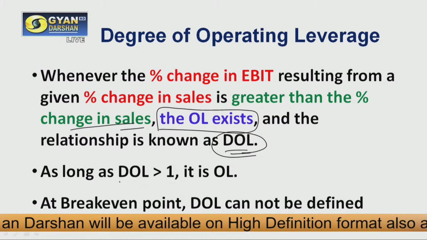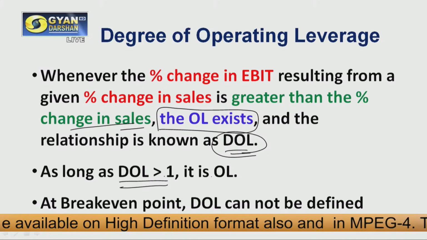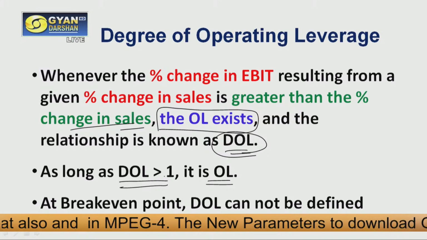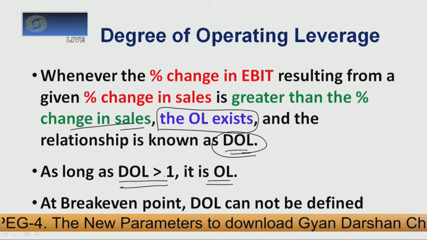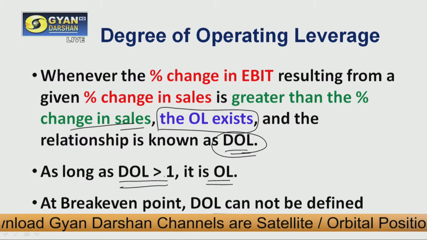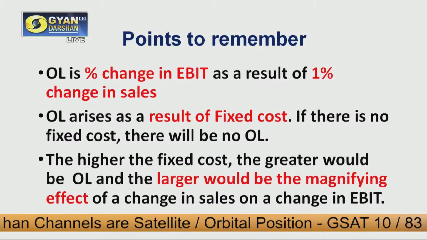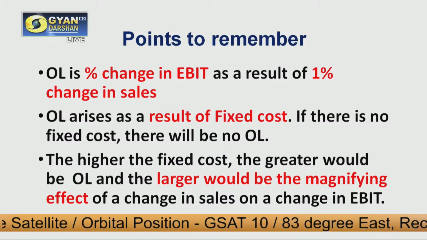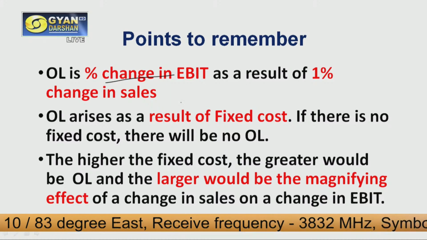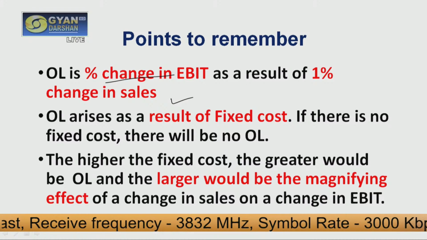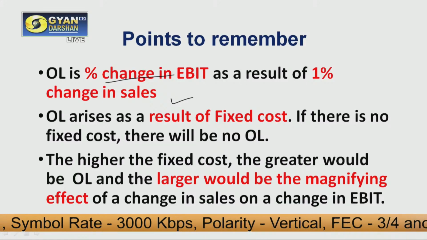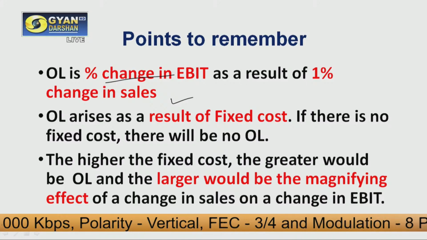In simpler words, as long as degree of operating leverage is greater than 1, that means operating leverage exists, right? And when there is a situation of break-even point, there will be no profit, no loss. In this case, degree of operating leverage cannot be defined. So from this, we can extract a few points to remember while dealing with operating leverage. Operating leverage is the change in EBIT resulting from a 1% change in sales. So whenever there is a 1% change in sales, how our EBIT is reacting to that. When we are trying to study this relationship, we are talking about operating leverage.